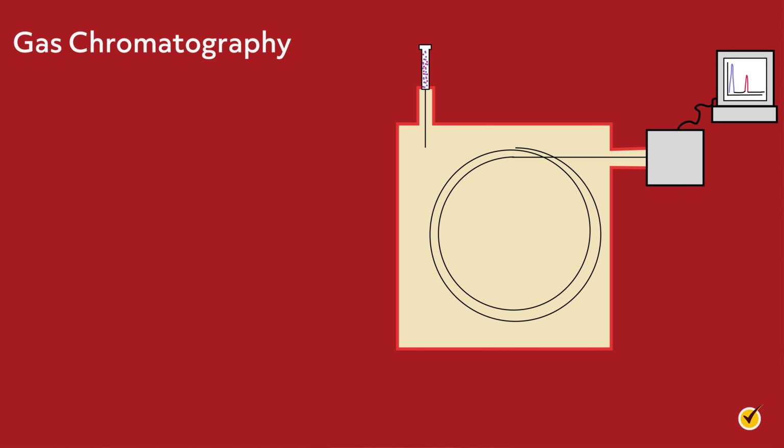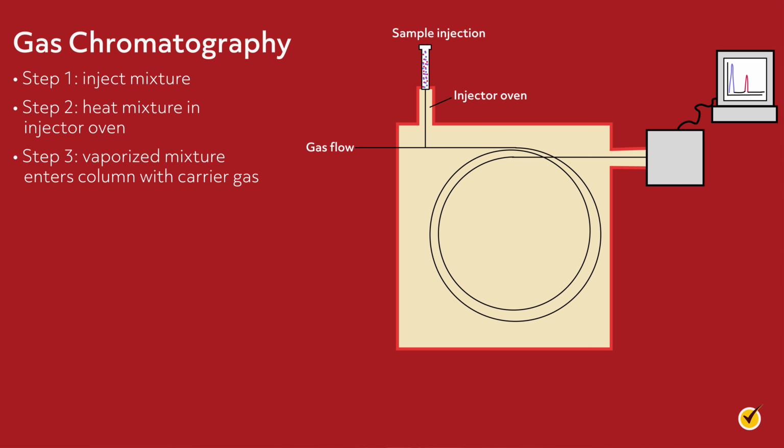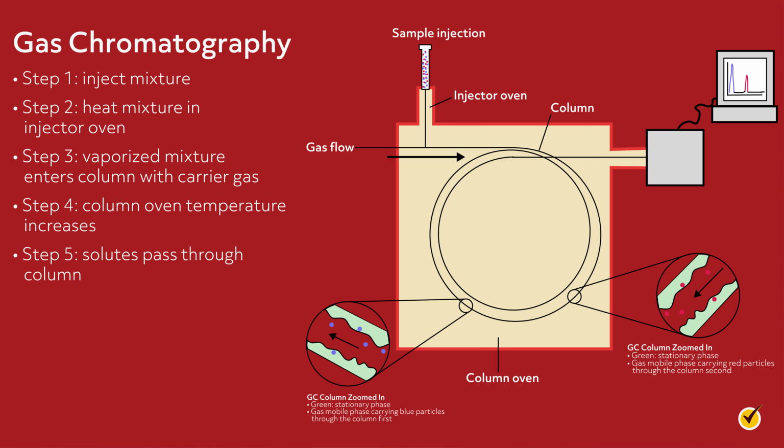The first step of gas chromatography is the vaporization of the sample. To start, the mixture is injected into the instrument and immediately heated. Solute particles are vaporized and swept into the column with a carrier gas. The entire GC column is in an oven, and the temperature is programmed to increase over the course of the separation. As the column gets hotter, the solutes spend more time in the gas phase rather than attached to the stationary phase, and thus pass through the column at an increased rate.